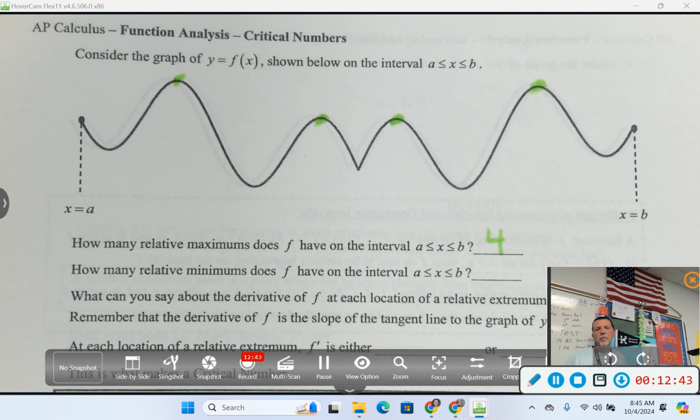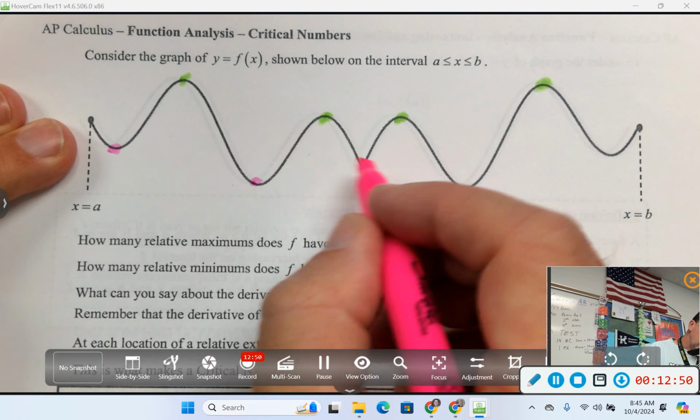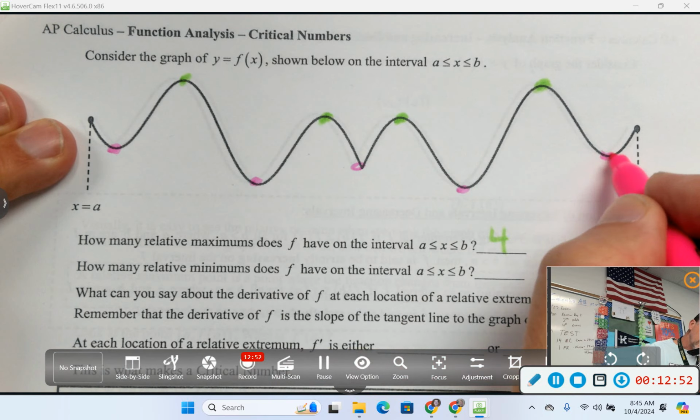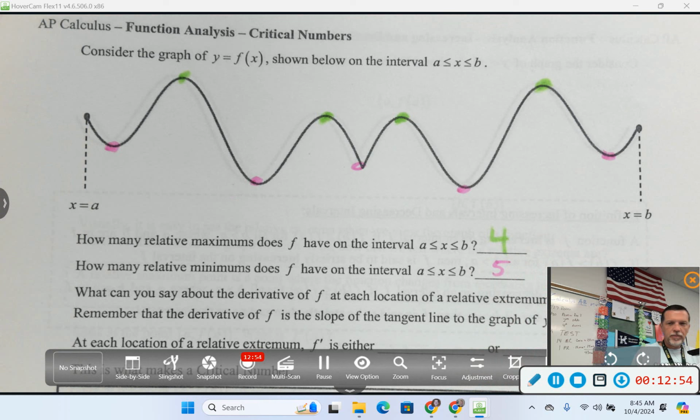So you tell me how many relative minimums are on that interval? 1, 2, 3, 4, 5. Really complicated stuff here. Counting the hills, counting the valleys. Good work.